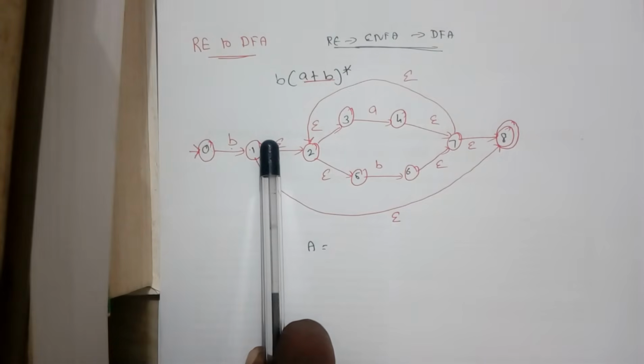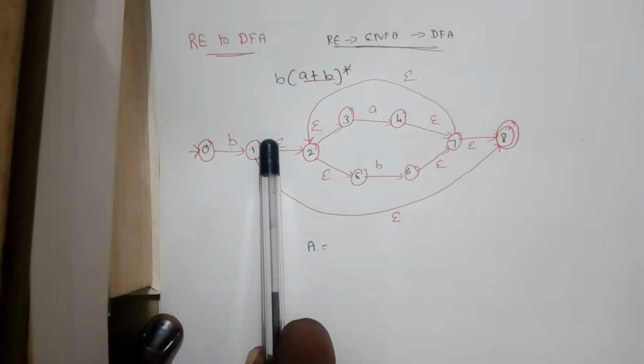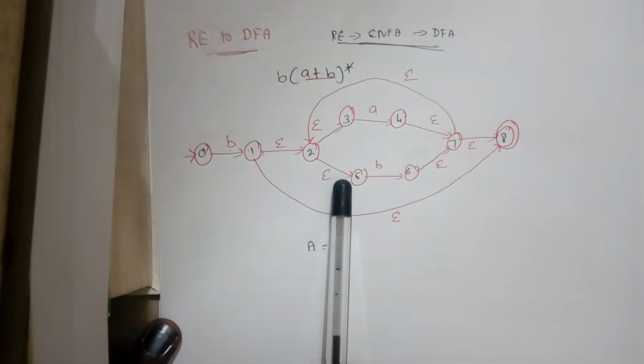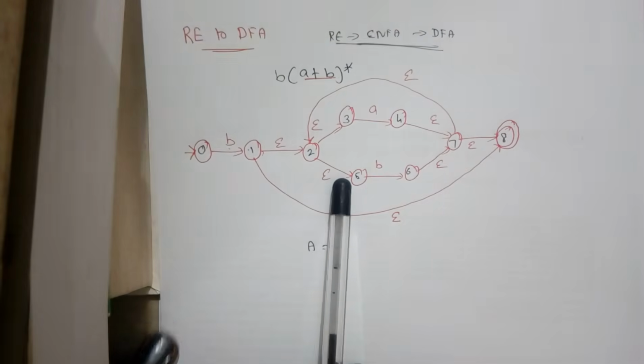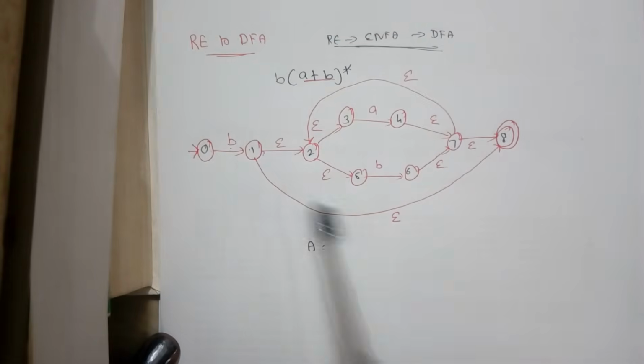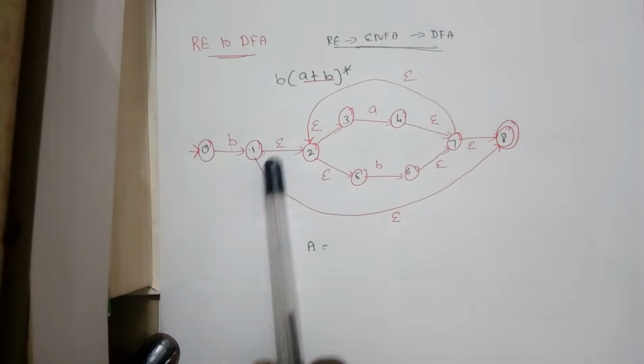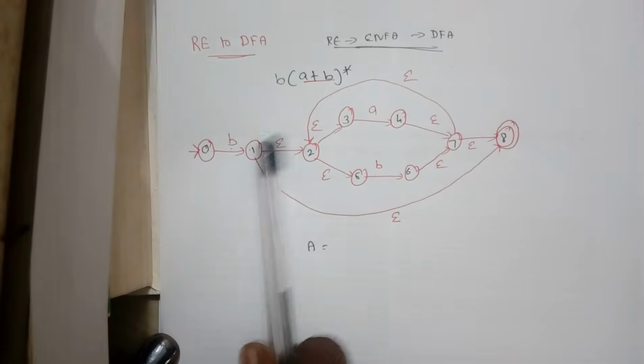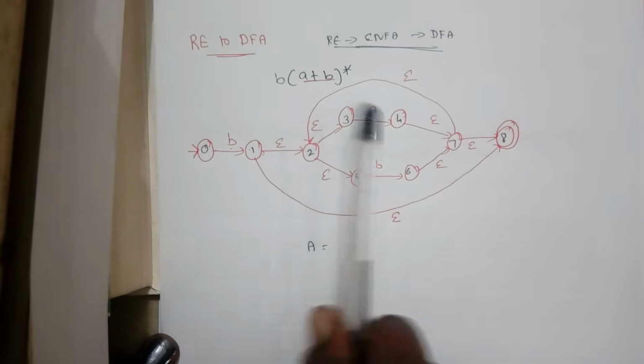So when you want to process an input, if the input starts with a, we have a transition from 3. If the input starts with b, then we have a transition from 5. When there is no input at all, when epsilon is the input, then we can directly go to a final state. So many possibilities are there from a state on an input. Like without any input, there is a possibility of moving over here.